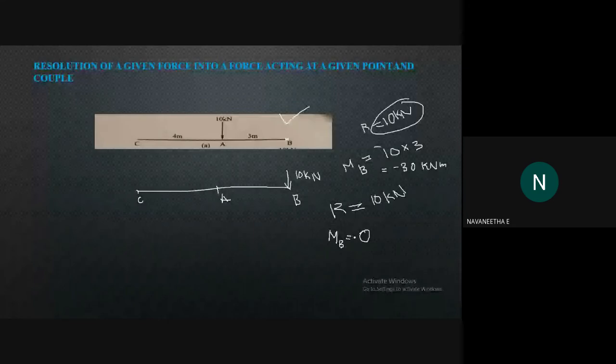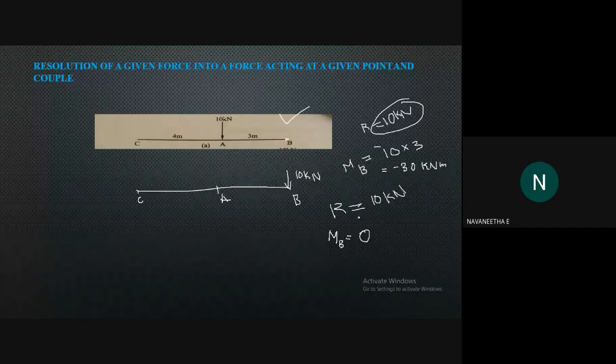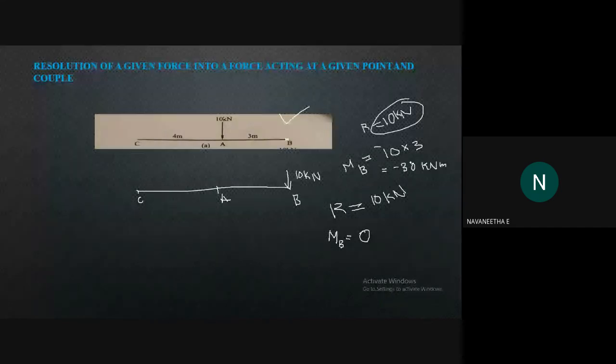So we have to make the two systems equal. We have to consider the moment also. We have to apply this MB, that is the moment about B, of 30 kilonewton meter in the second figure.